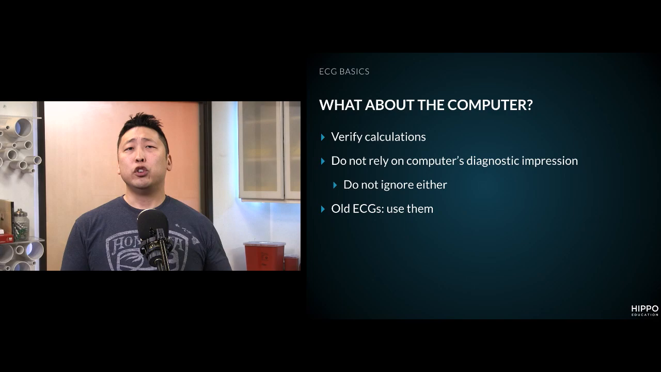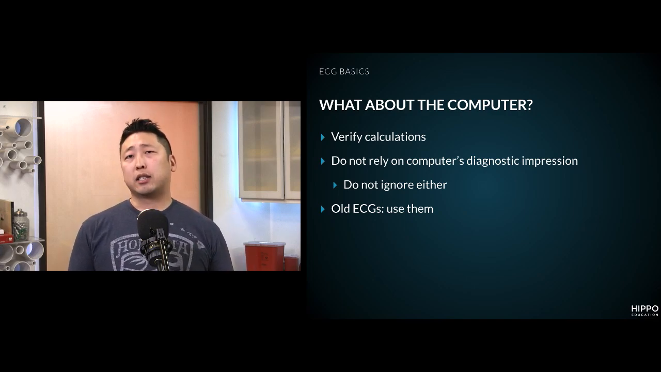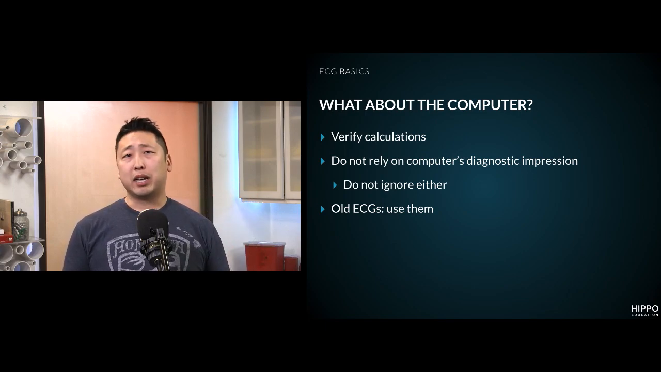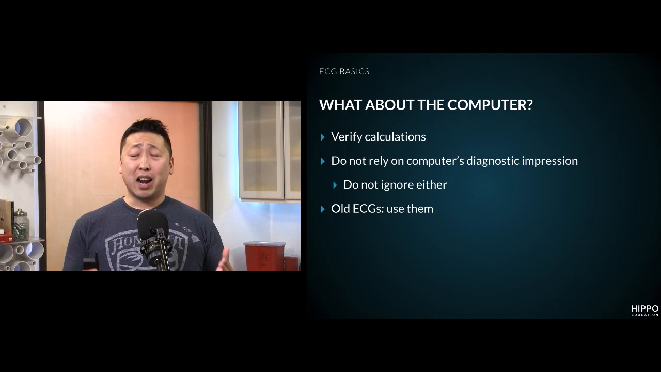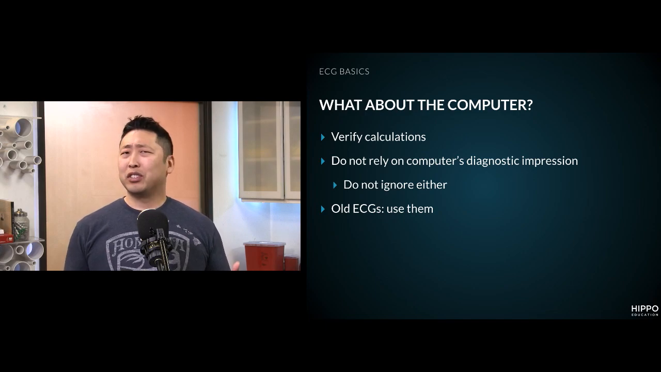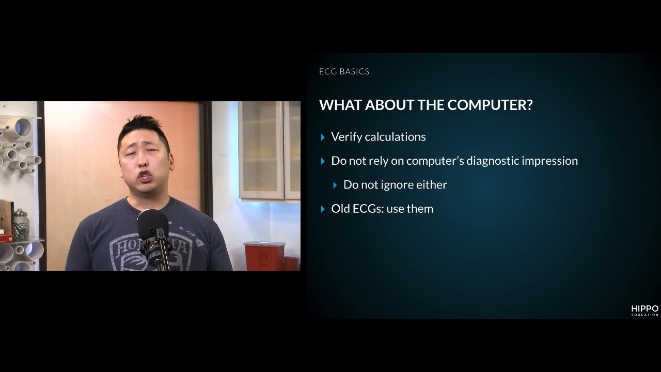You do not want to rely on the computer's diagnostic impression, but you do not want to ignore them either. If the computer readout is saying acute ST elevation MI suspected, okay, you've got to pay attention to that. But if a patient in front of you is like 20 years old, completely asymptomatic and doing fine, well, it's not making a lot of sense. You want to double check everything that's there, but you do not want to ignore something if the red flag is identified by the computer diagnostic impression.